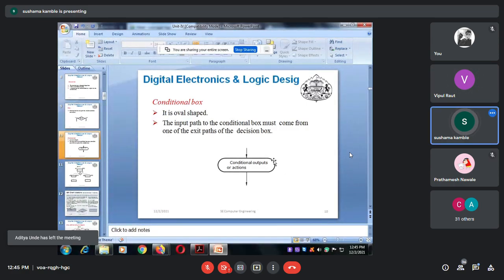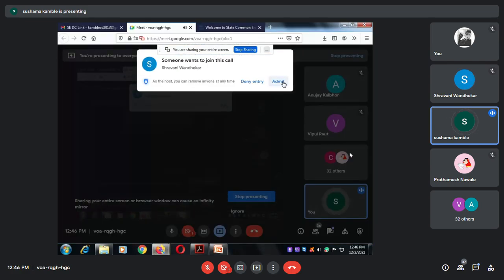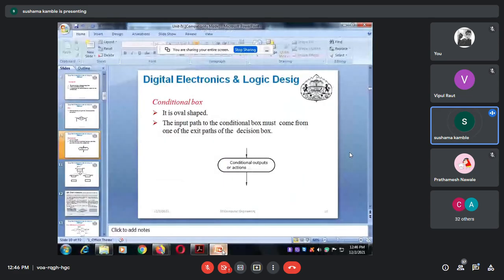See the edges only. Observe it. So it is an oval shape. This box we are calling a conditional box. You have to use the same notations. No, you have to use the notation as it is. You are not going to change it at all. So it is oval shaped. I think if MCQs come on this, it is quite an easy one.